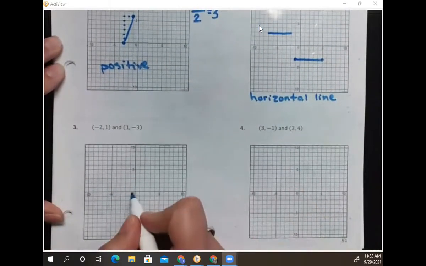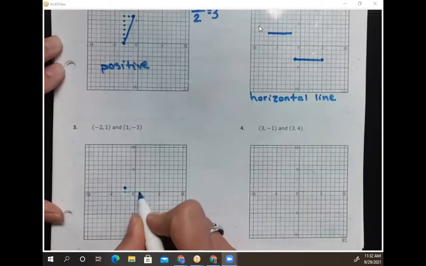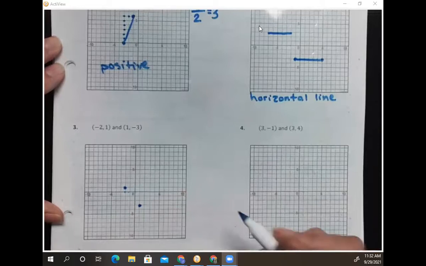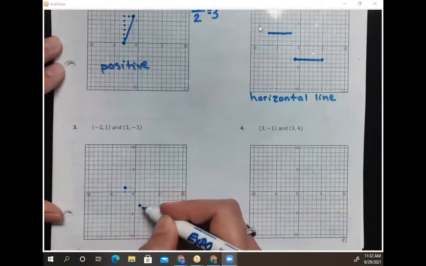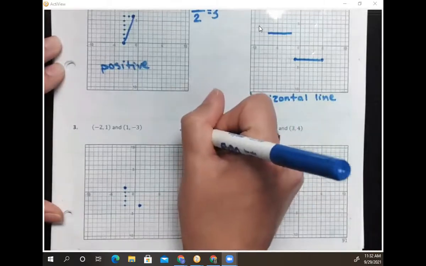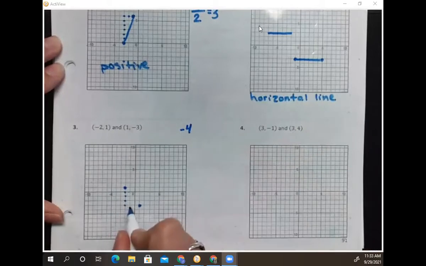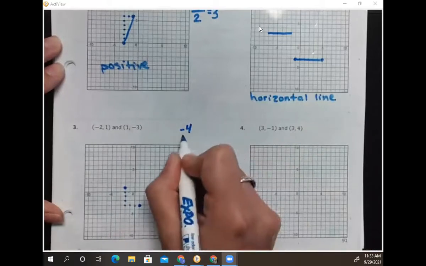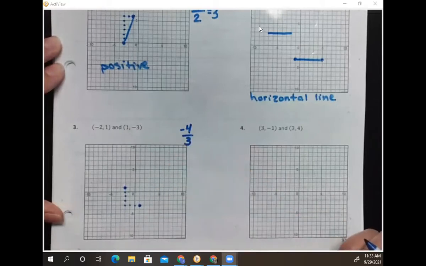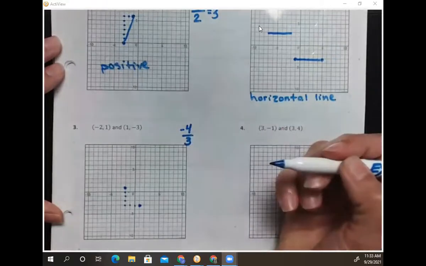Number 3, my first point is -2, 1. My second point is 1, -3, 1, 2, 3. Again, we go from left to right. So here's my leftmost point. To be level with my second point, I need to go down 1, 2, 3, 4. Since I'm going down, I'm going to write that as -4. And then I go forward 1, 2, 3. -4 over 3. This won't reduce any. That fraction is as reduced as it can be.